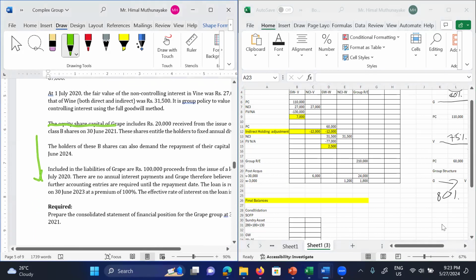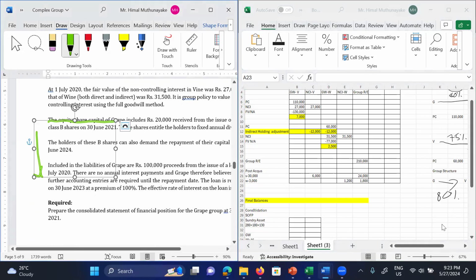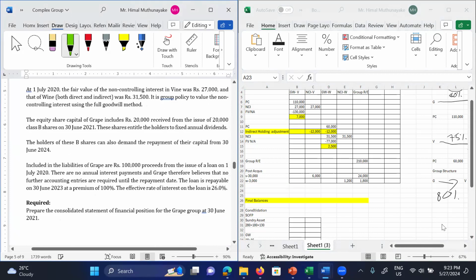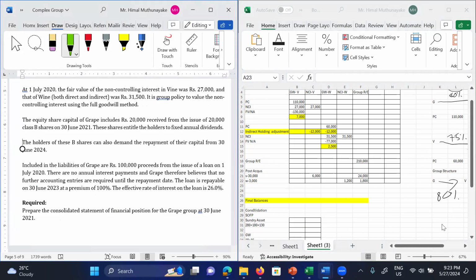So then we will move on to this part which we have actually discussed. The equity share capital of Grape included rupees 20,000 received from the issue of 20,000 Class B shares on 30th June 2021. These shares entitle the holders to fixed annual dividends, right?